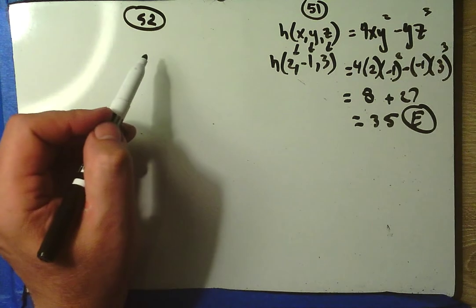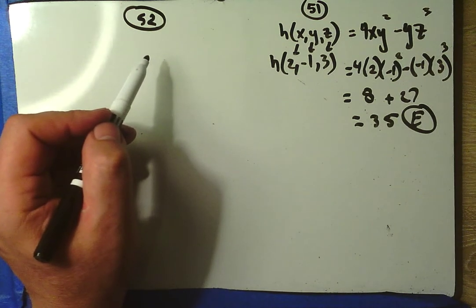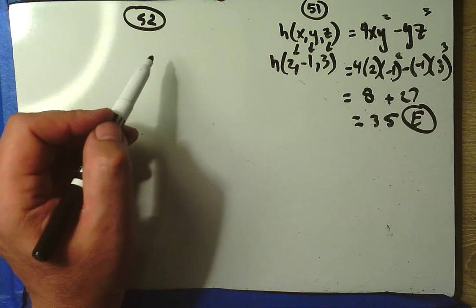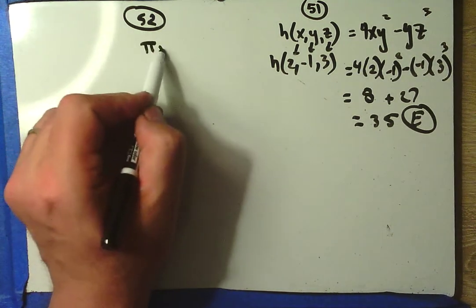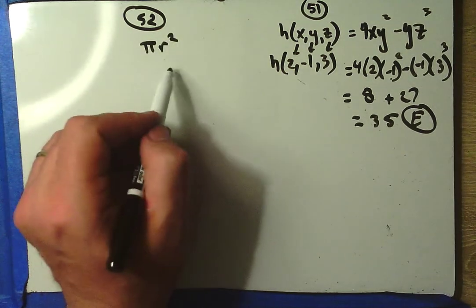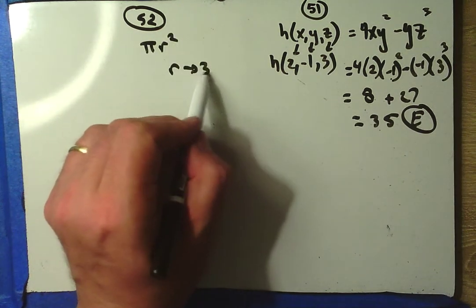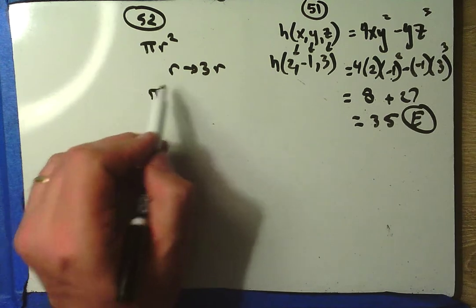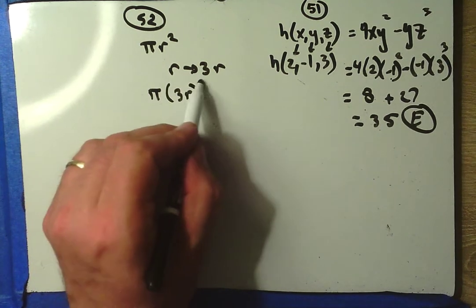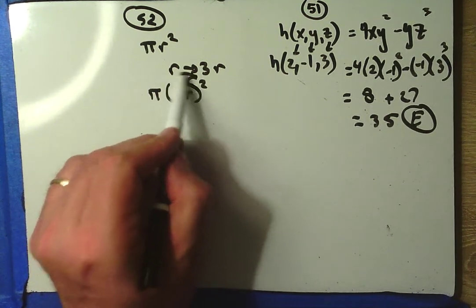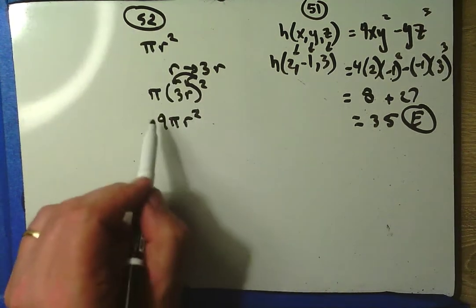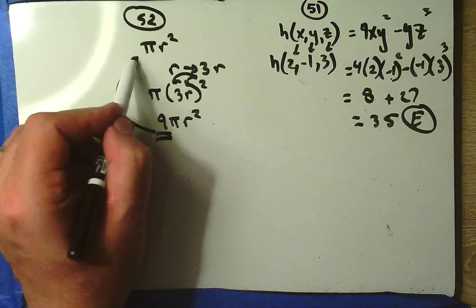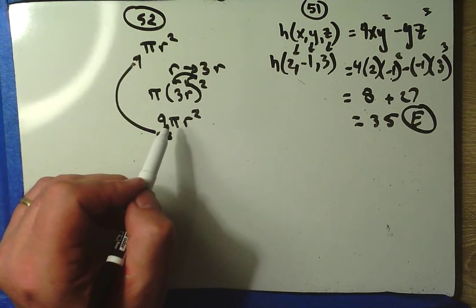52. The radius of a circle is increased so that the radius of the new circle is triple the original radius. Triple the original radius. So if the area of a circle is pi r squared, I'm replacing r with 3r. So pi (3r) squared. Well, when I apply that squaring, I get 9 pi r squared. Well, that's a whole 9 times bigger than the area of the original one.